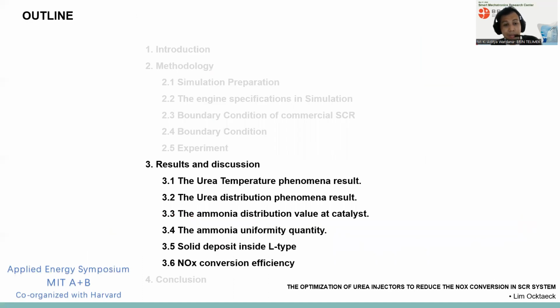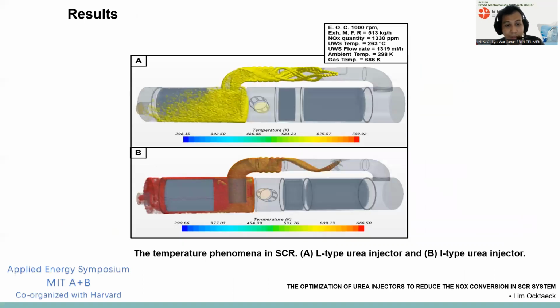Results and discussions. This is the temperature phenomena in the SCR system using the L-type and I-type. Here we can show you that the temperature is quite similar. If you look at the figure, it means the I-type is better for the distribution rates. However, we do not conclude this part.